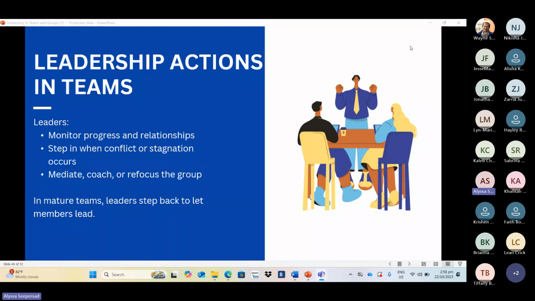So, what does that mean? Being a team leader also means knowing when to act and when to step back. Leaders monitor the group's progress and only intervene when necessary, especially during conflict or when the team hits a wall. Mature teams often need less intervention because they can self-manage. A good leader adapts to what the group needs in the moment.